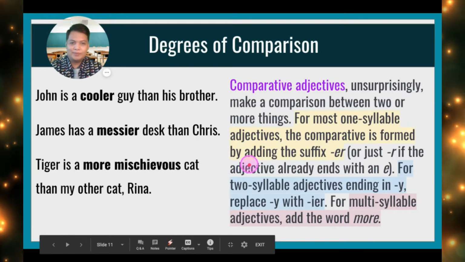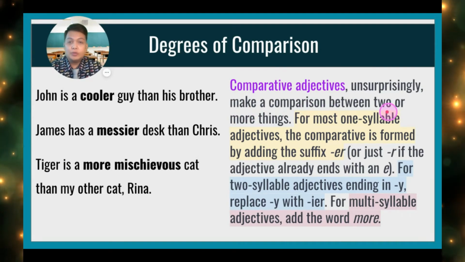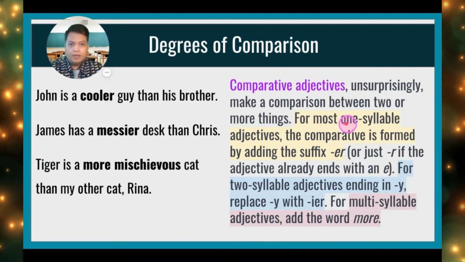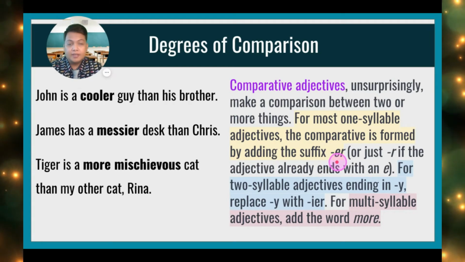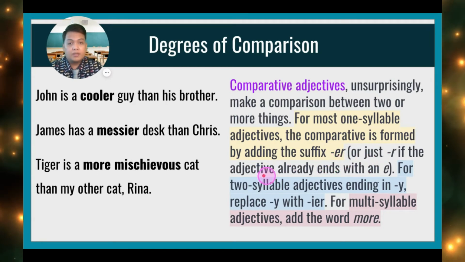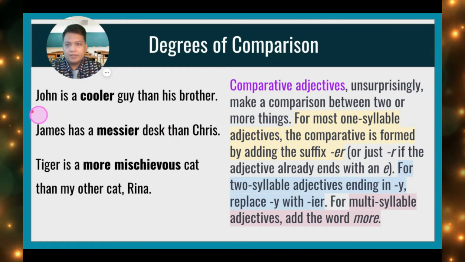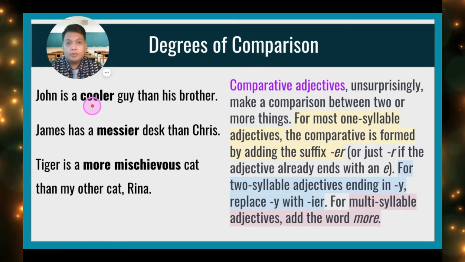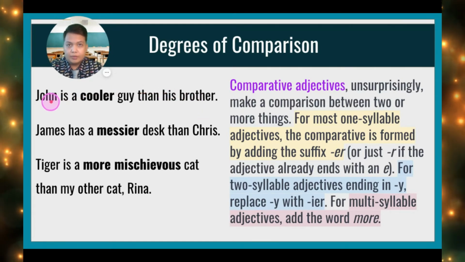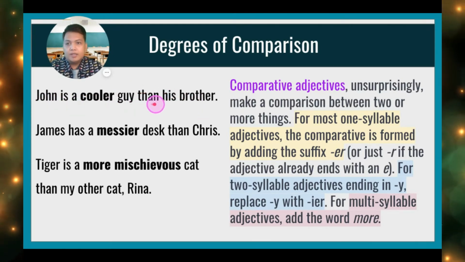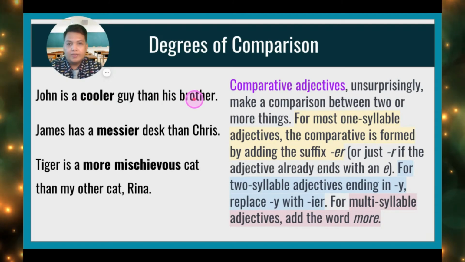Let's move on. For comparative adjectives, unsurprisingly, they make a comparison between two or more things. For most one-syllable adjectives, the comparative is formed by adding the suffix er, or just r if the adjective already ends with an e. Let's take a look at the first example. The absolute adjective we have is cool. If you want to compare two things or two nouns, we have this. John is a cooler guy than his brother.